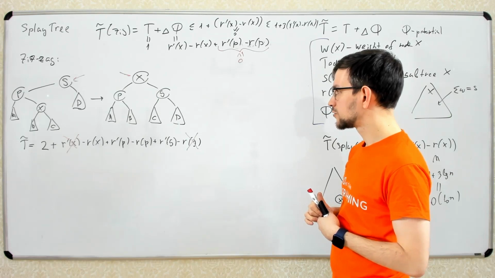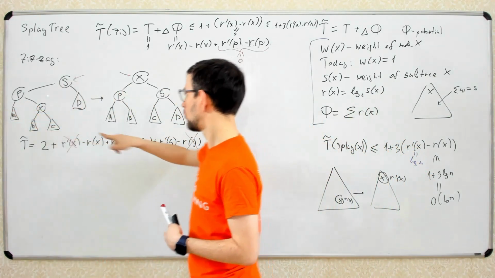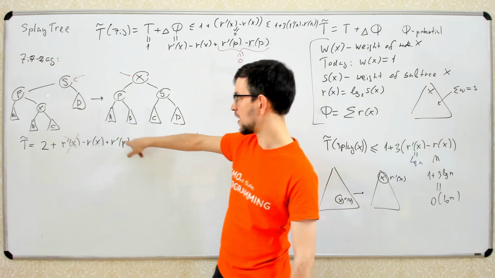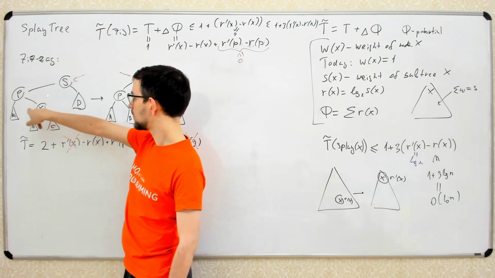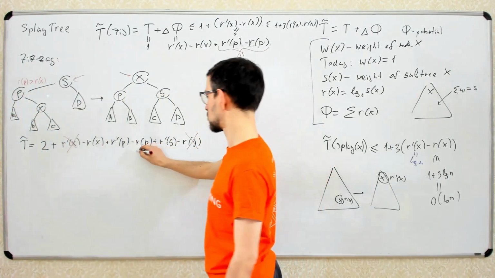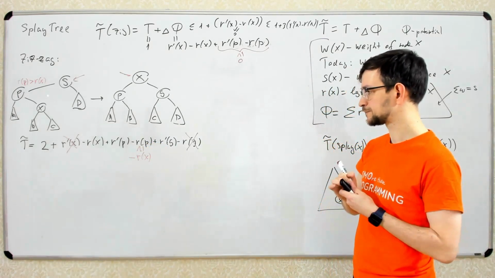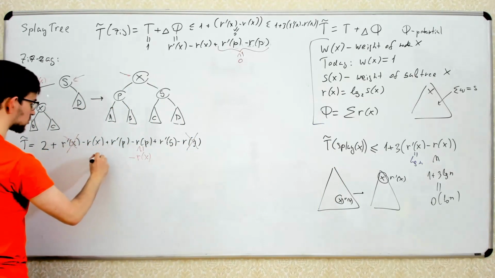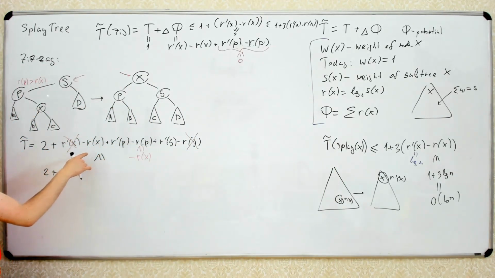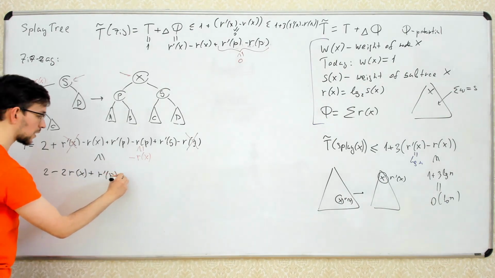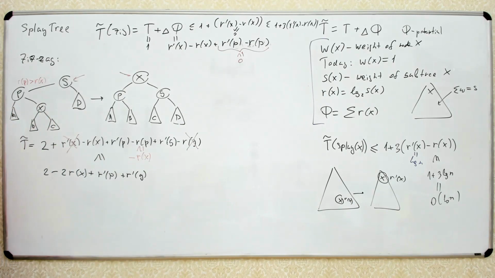Now, I need to get rid of this. So it's all rank of P, it's here. Rank of P is greater than rank of X. So if I have this minus rank of P, it is no more than minus rank of X. That's enough. So all this is no more than 2 plus minus 2 ranks of X, this minus rank and this minus X, plus new rank of P and plus new rank of G. Cool.